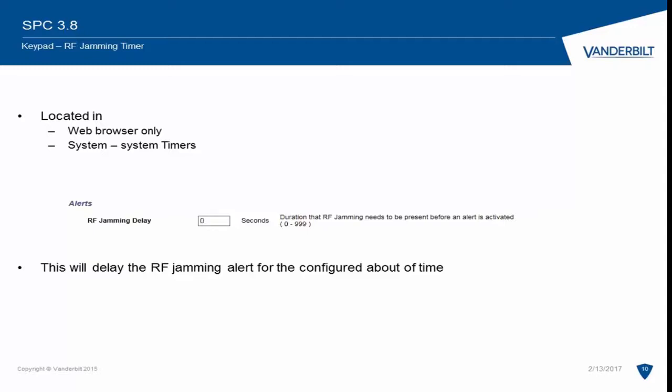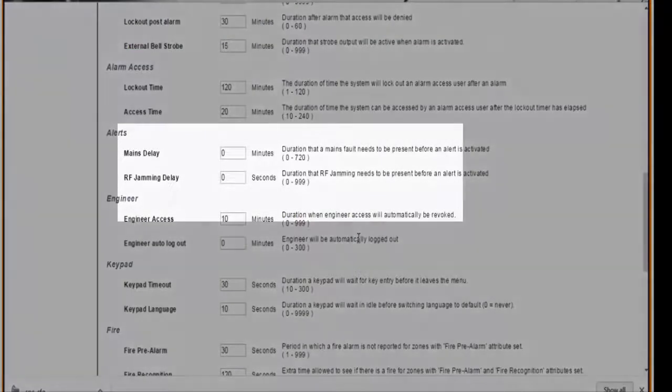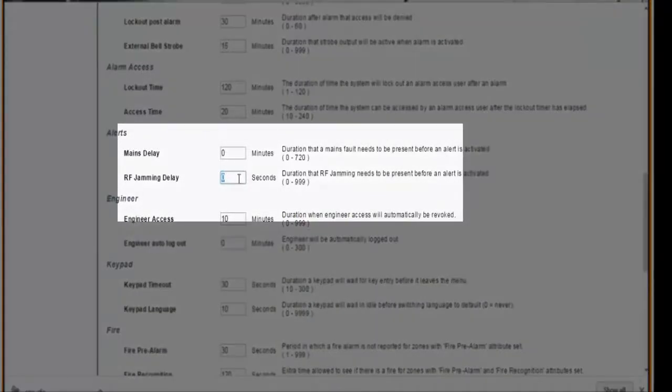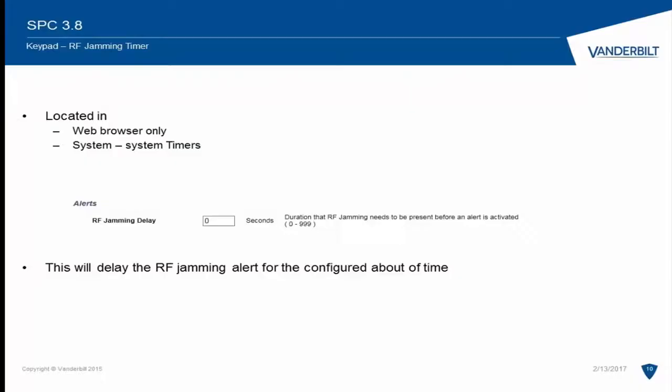The next new feature we've included is our RF jamming delay. This can be found in the web browser only and can be found in the System Timers section. The RF jamming allows us to put in a user-definable time so we can delay the alert occurring on the system. Initially, this was a defined time in the system.